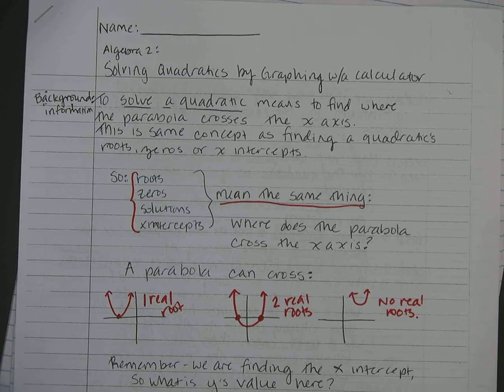So remember, since we are finding the x-intercept, what is y's value here? If it's the x-intercept, what will y be? Y is going to be 0.